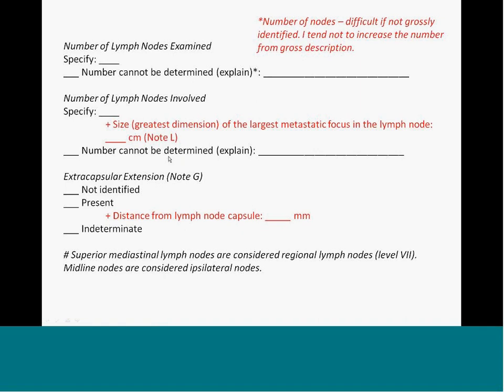Within the lymph node category, the number of lymph nodes involved, an optional element is to give the size or greatest dimension of the largest metastatic focus in the lymph node. And I do provide that. But typically what I'll provide, and this has been changed from the previous one where you had to give the size of the node itself, is the size of the greatest metastatic focus and the size of that node. So a 4 centimeter metastatic deposit in a 2 centimeter lymph node, for instance.